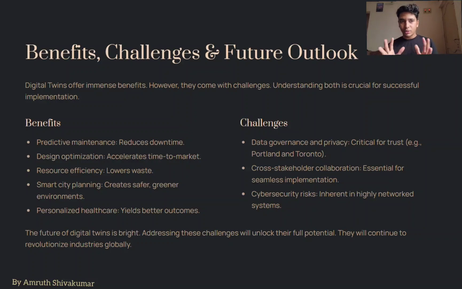But with all these benefits, digital twins also come with a cost. So the challenges always remain, particularly around data privacy, collaboration, and cybersecurity. Think about projects like Toronto and Portland, paused due to privacy concerns. Yet, if we can address these issues, digital twins will be at the core of every intelligent system we build globally.